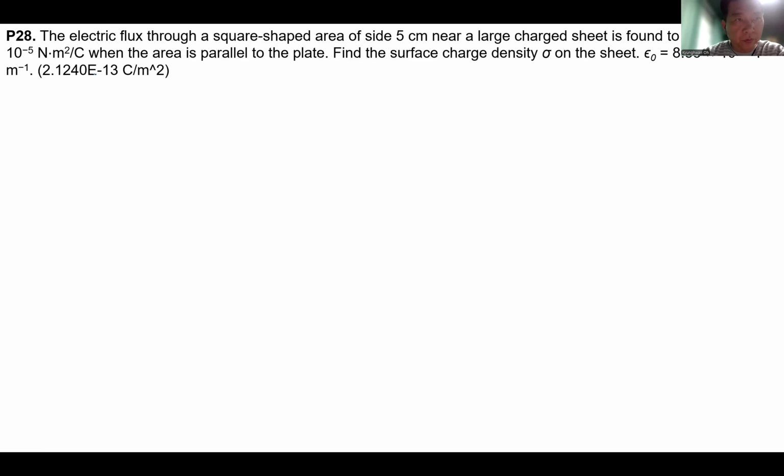Hello, everyone. We are going to discuss the next chapter, which is finding the electric field using Gaussian theorem. I'd like to summarize the comparison between chapter 5 and chapter 6. So let's start with chapter 5.